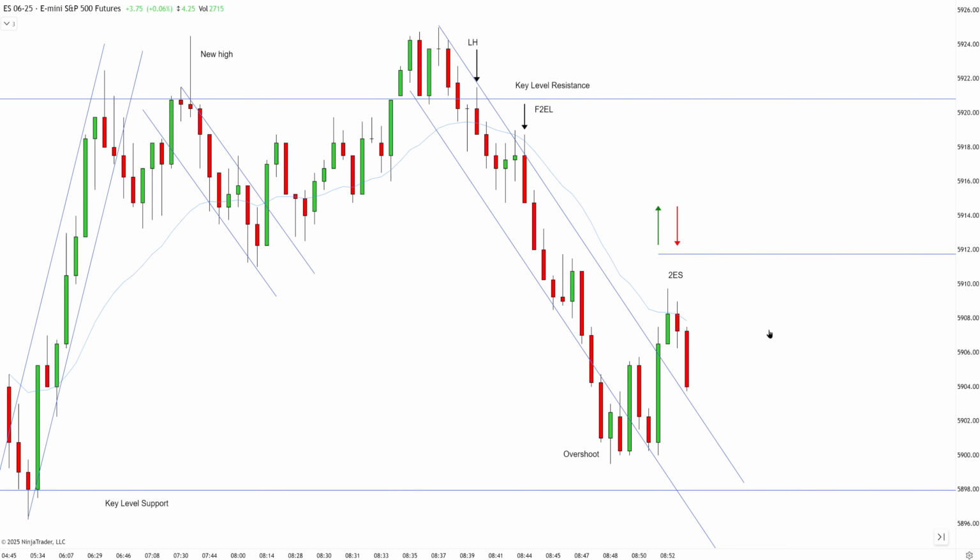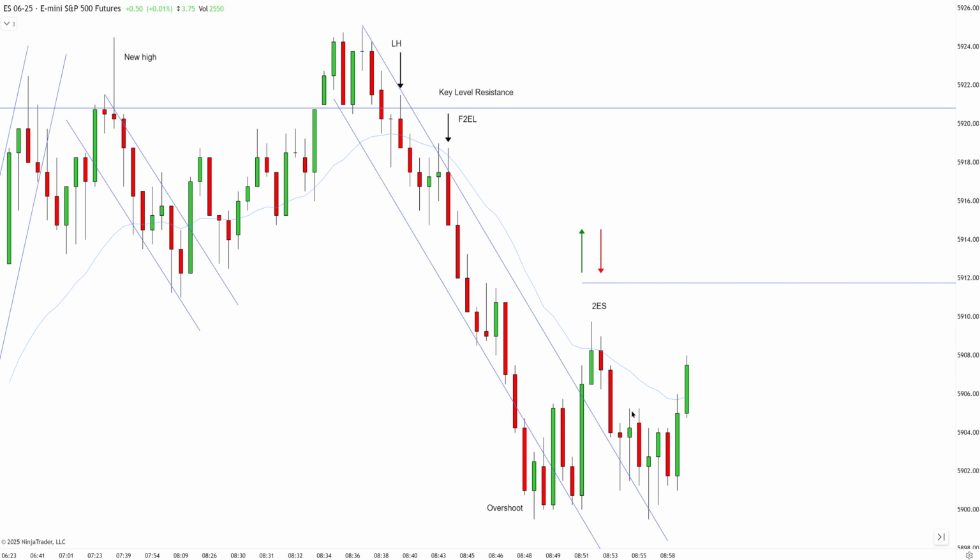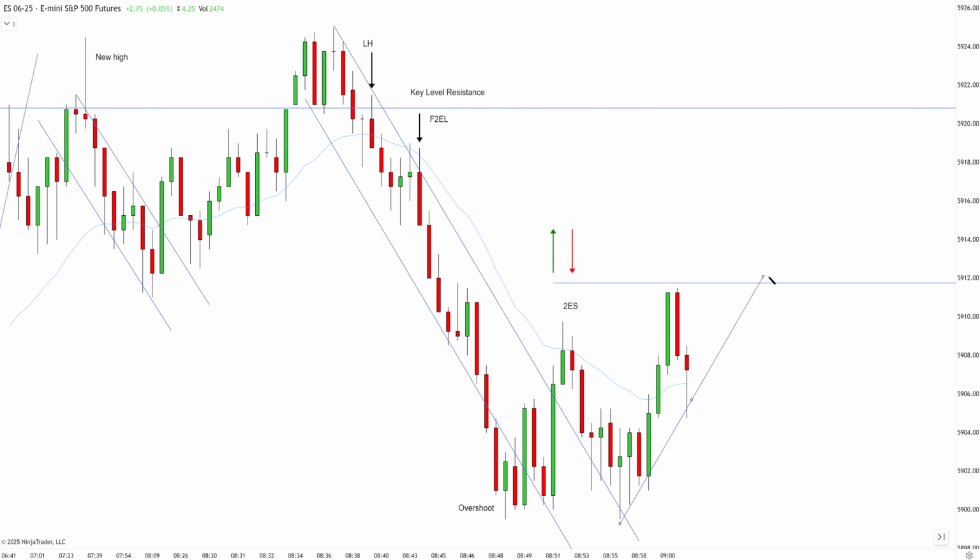I need a lower high confirmation setup, which never happened, at least never happened close to the EMA. Micro double bottom, I'm going to redraw the correction working higher.